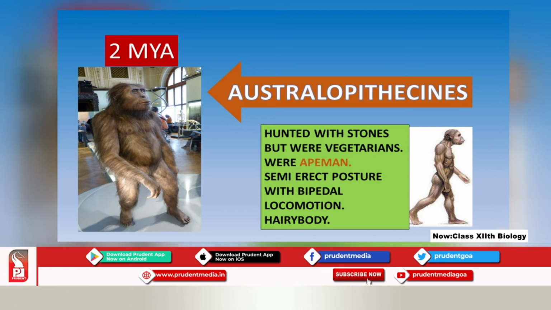Semi-erect posture, locomotion bipedal. That means it was now walking on hind limbs, not on all four. Hairy body, that's an ape feature. Another ape feature is the receding forehead or protruding upper jaw. Also the eyebrow ridges were very thick and protruding. So this is the Australopithecine.